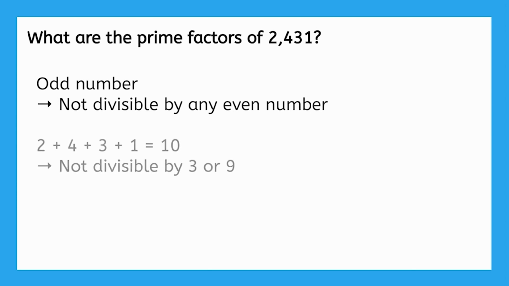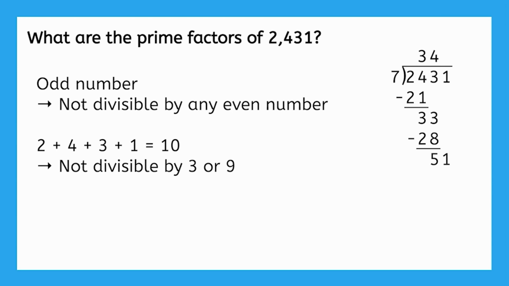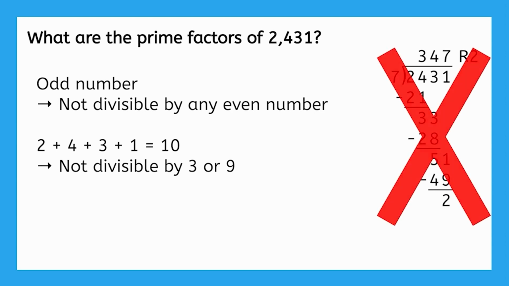Let's try that. 2 plus 4 plus 3 plus 1 is 10, so I know that 3 and 9 aren't factors. Let's try dividing it by 7. That doesn't work. When I divided by 7, there was a remainder of 2, so 7 isn't a factor of 2,431. What should I try next?